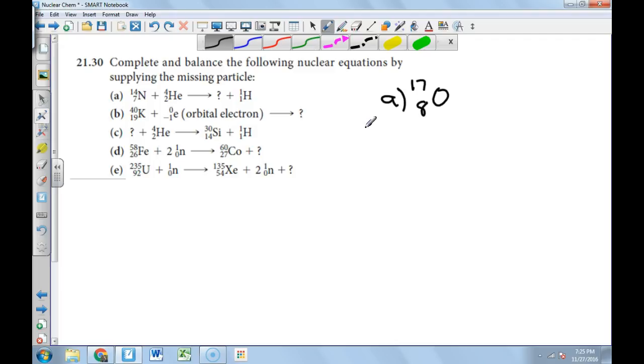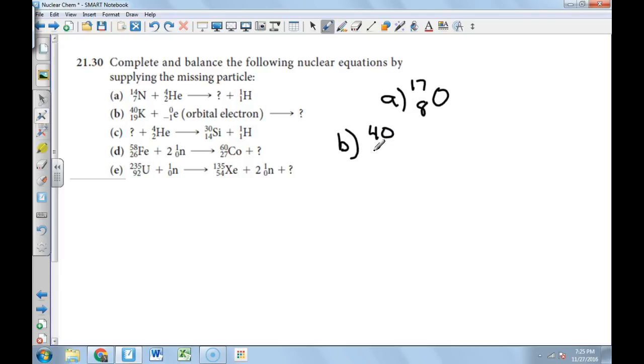Potassium undergoes electron capture. So for B, 40 plus 0 equals, so this is going to go to 40. And now it's going to capture an electron, 19 plus a negative 1. Be careful, a lot of students miss that negative sign. So that's 18. 19 plus a negative 1 is 18. And then that's going to be argon.